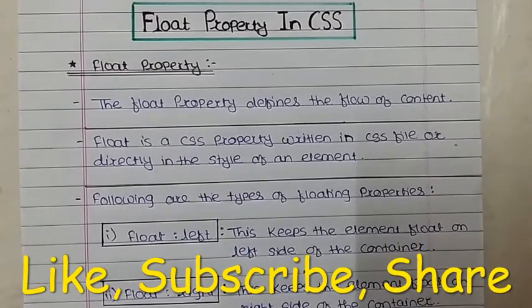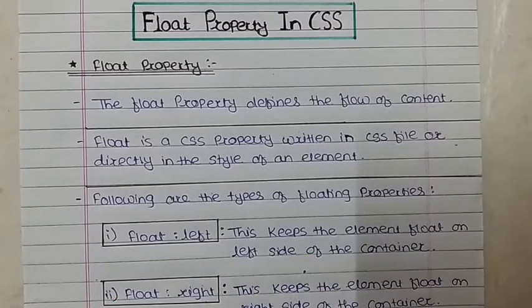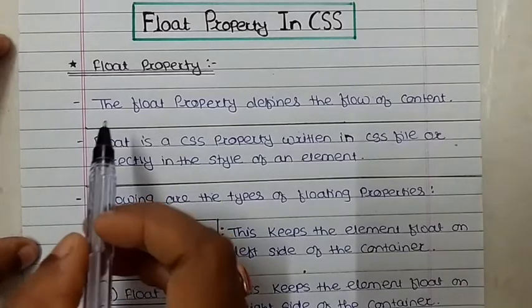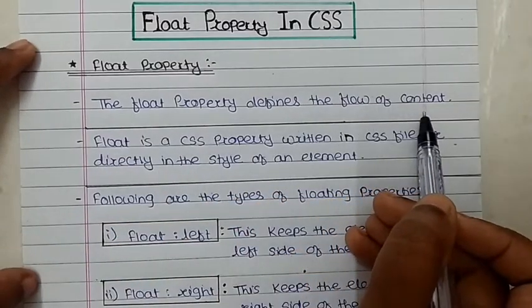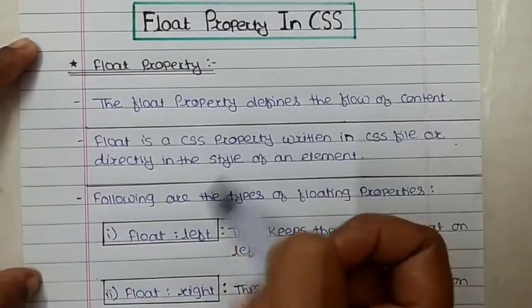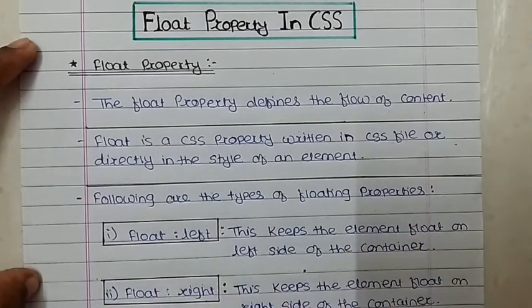Hello students, in earlier videos we had learned different types of positioning in CSS. Now in this video we will learn about the float property in CSS. Okay, so we start here. The float property defines the flow of content. When we place some HTML elements in the flow, then we have to use the float property.